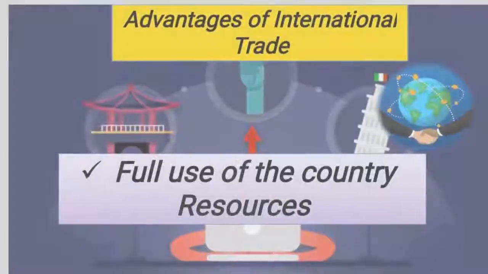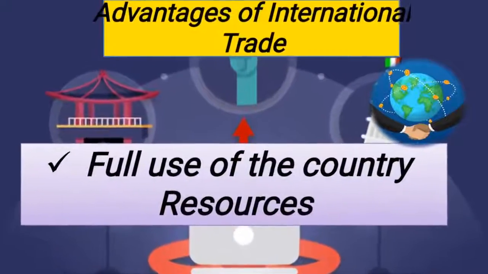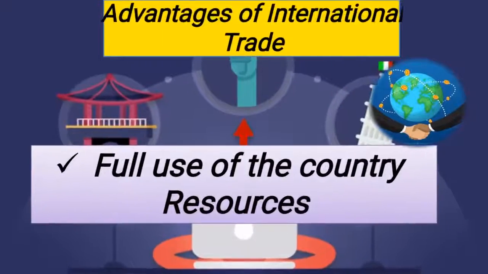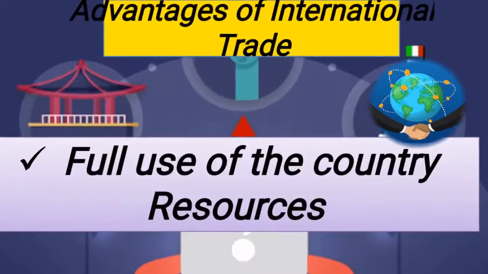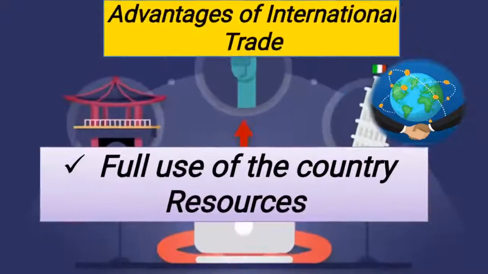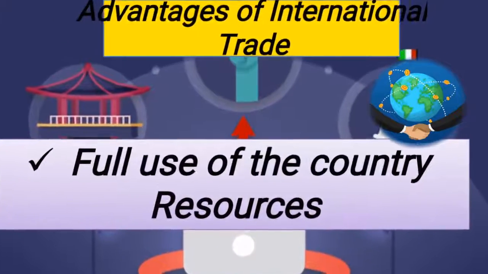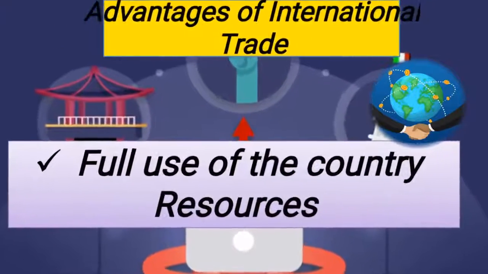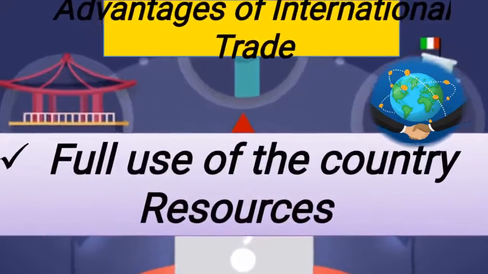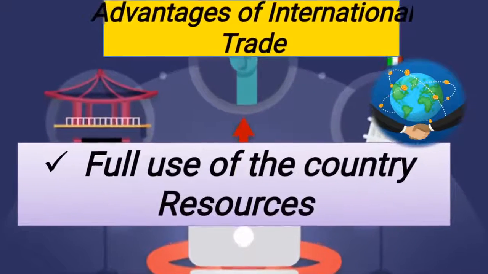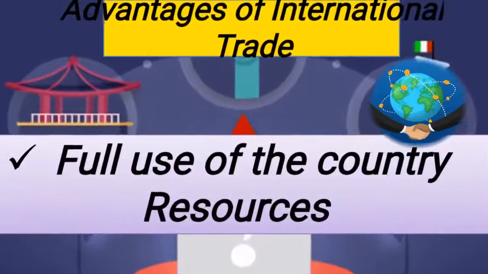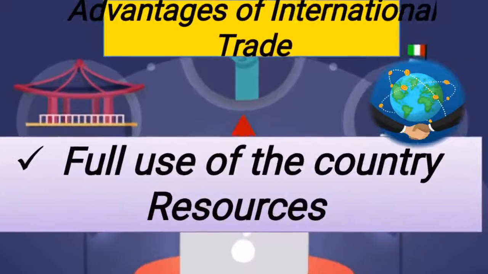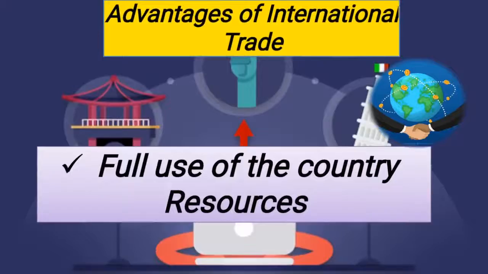Well, students, we'll firstly talk about full use of country resources. Guys, through international trade, it is possible to make the best use of our resources. For example, Pakistan is good in producing cotton, and cotton is used to make cloth. Well, you know very well that Pakistan is producing enough cotton for the use of the nation. So, guys, we do have some extra production as well. So, because of international trade, we are exporting our cotton to other countries, and we are getting some money.